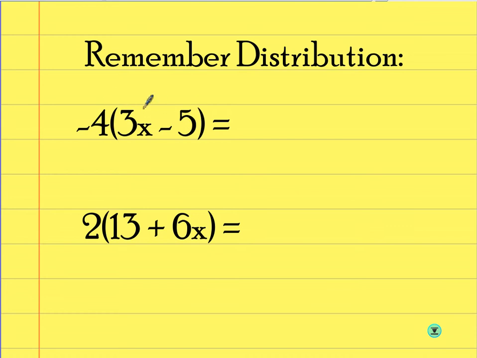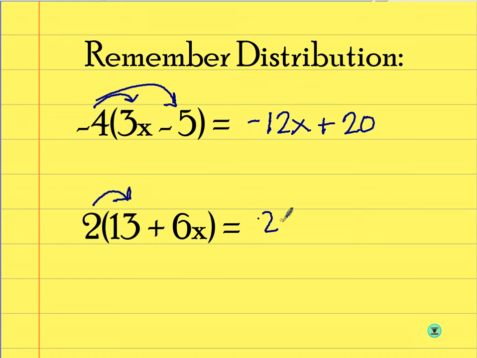Remember, I'm multiplying everything inside the parentheses by the number on the outside. So this is negative 4 times 3x, which gives me negative 12x. And negative 4 times negative 5, which gives me a positive 20. The second example, I'm multiplying everything by 2. So I've got 2 times 13, which gives me 26. And 2 times 6x, which gives me a positive 12x.